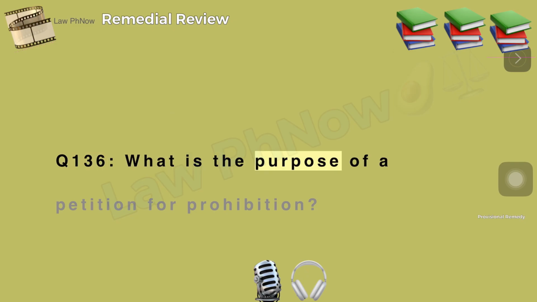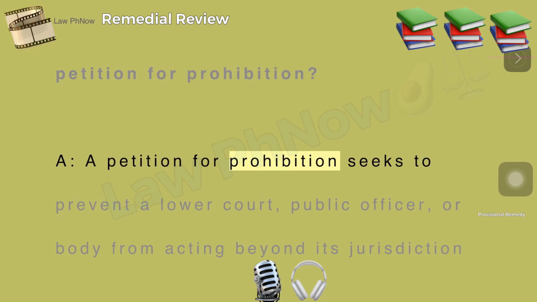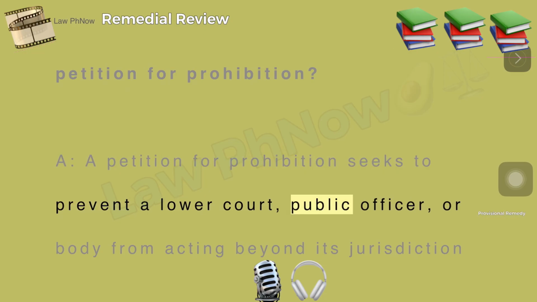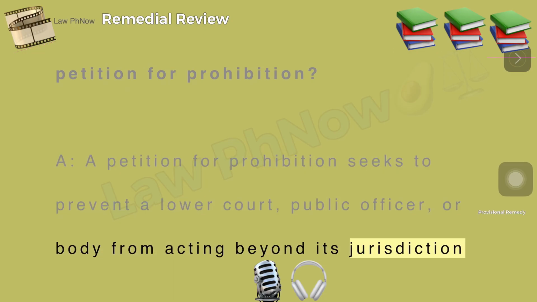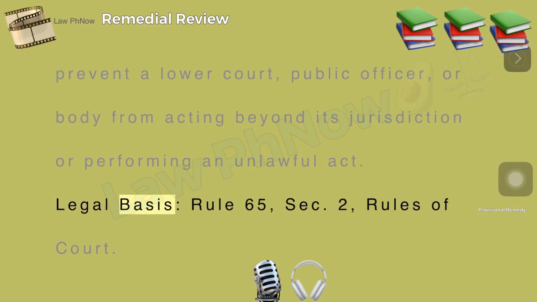Q136. What is the purpose of a petition for prohibition? A. A petition for prohibition seeks to prevent a lower court, public officer, or body from acting beyond its jurisdiction or performing an unlawful act. Legal basis, Rule 65, Section 2, Rules of Court.